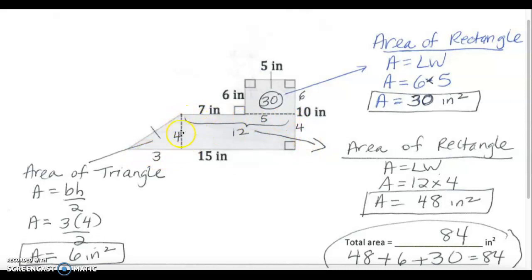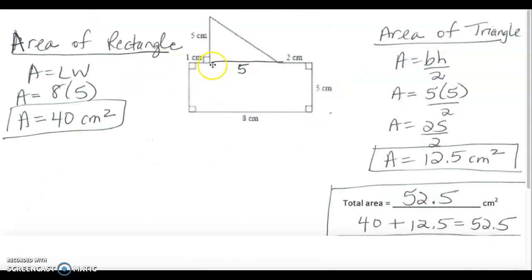The way I got the height of the triangle was I knew this whole line was 10, and then I knew from here to here was 6, so 6 plus 4 has to equal 10. So the area of this triangle was 6, and here's all my work for that. And then the area of this rectangle was 12 times 4, which was 48. And when I added up all my 3 areas, 30 plus 48 plus 6, that gave me 84 inches squared.